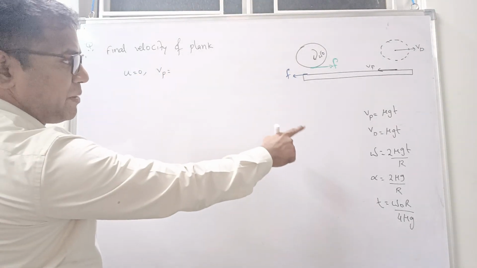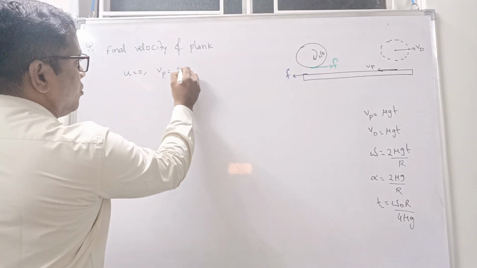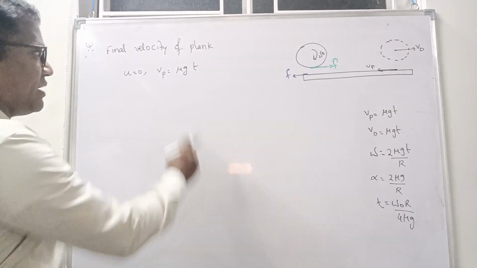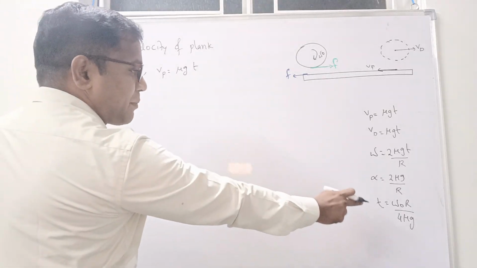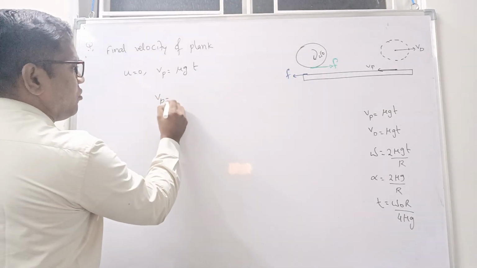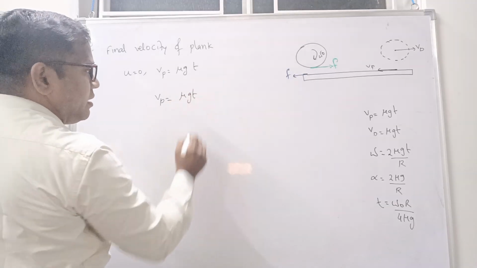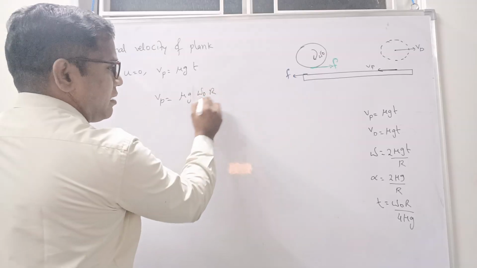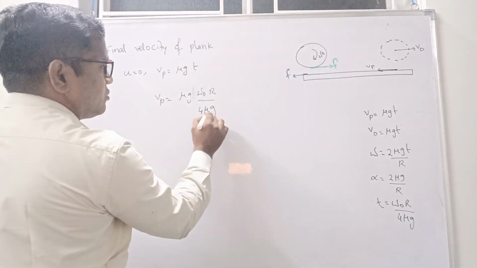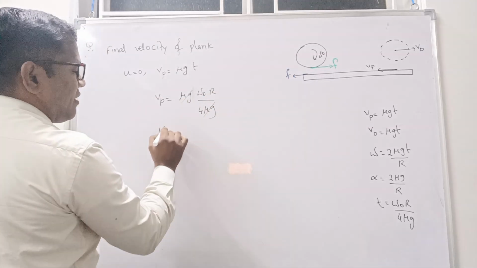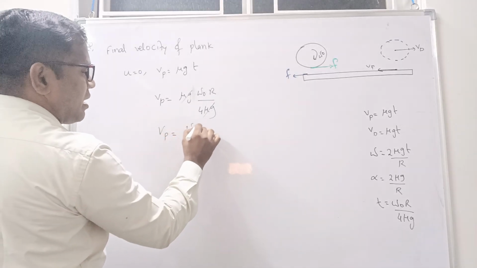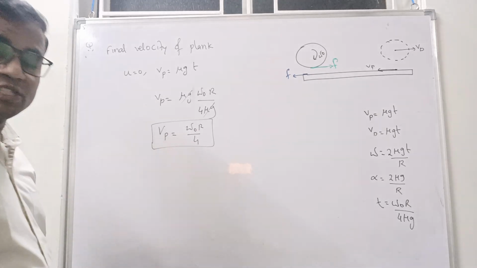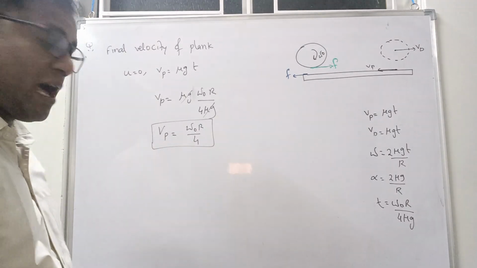How much do we get? Vp is equal to mu g t. T we already calculated as omega naught r by 4 mu g. So the velocity of the plank is equal to mu g into omega naught r by 4 mu g. So mu g gets cancelled, and the velocity of the plank is equal to omega naught r by 4.